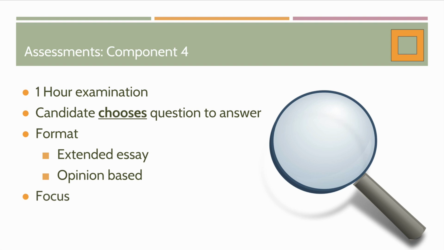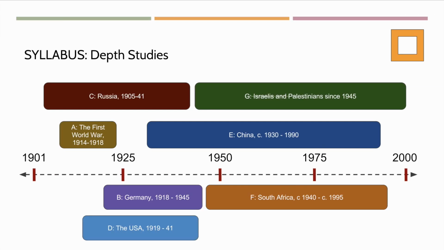Last but not least, the focus of paper number 4 is entirely the depth studies. In our class, we have focused on World War I, and we have also focused a little on Germany. When we get a little later on in this presentation, I'll explain why that is a competitive advantage. As a reminder, there are many different subjects which make up the depth studies, from the first one, World War I, to Germany, to the United States, to China, Russia, South Africa.